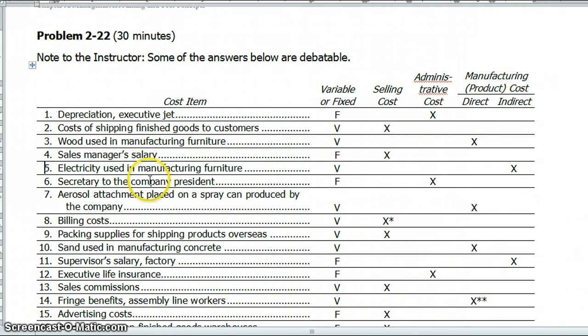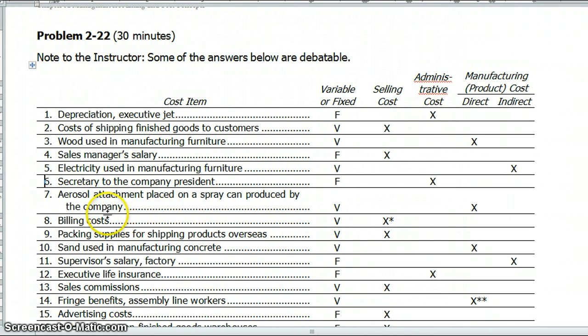Number five, electricity used in manufacturing furniture. Electricity used in the manufacturing process obviously is a manufacturing cost. It would be indirect, because it's not direct materials, it's not direct labor. It would be variable, because the more furniture you manufacture, the higher the total electricity cost will be.